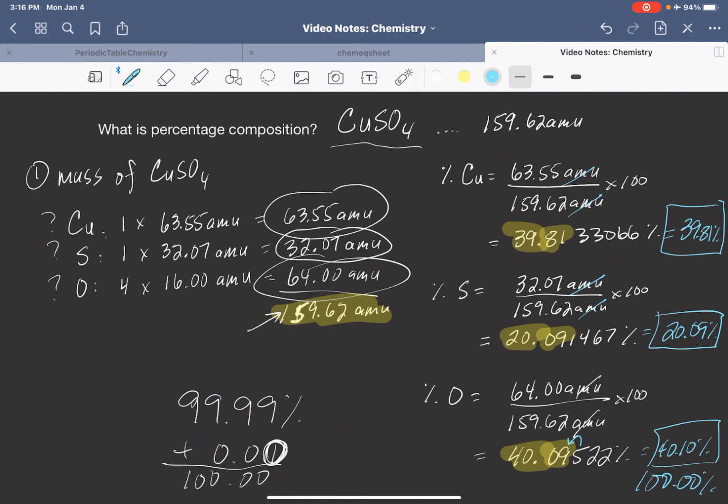And this is how you do this. This is how you can figure this out for anything. It doesn't matter which substance it is, what the molecule is. It doesn't matter. This is how you can approach doing it.